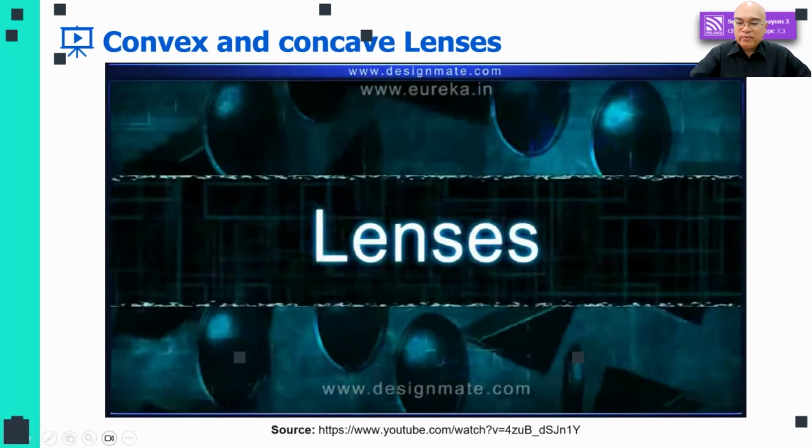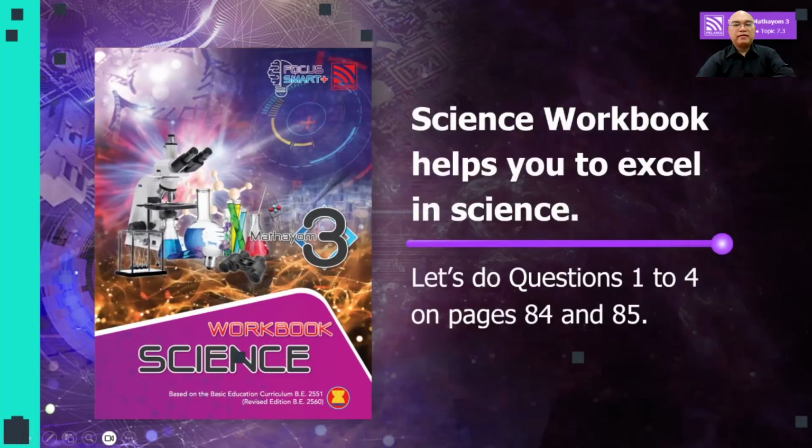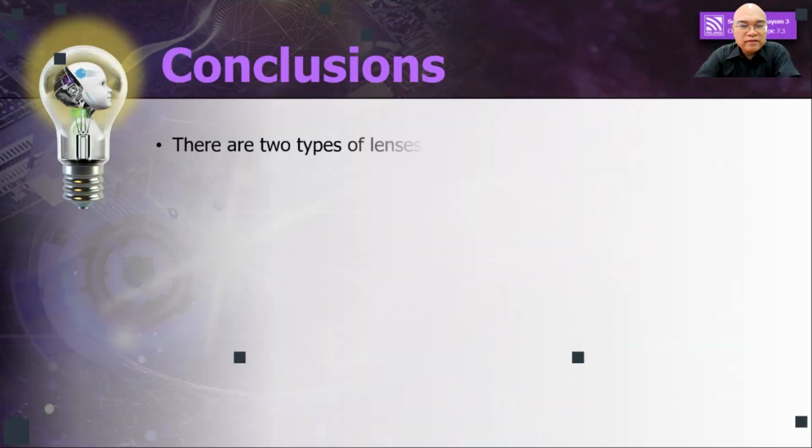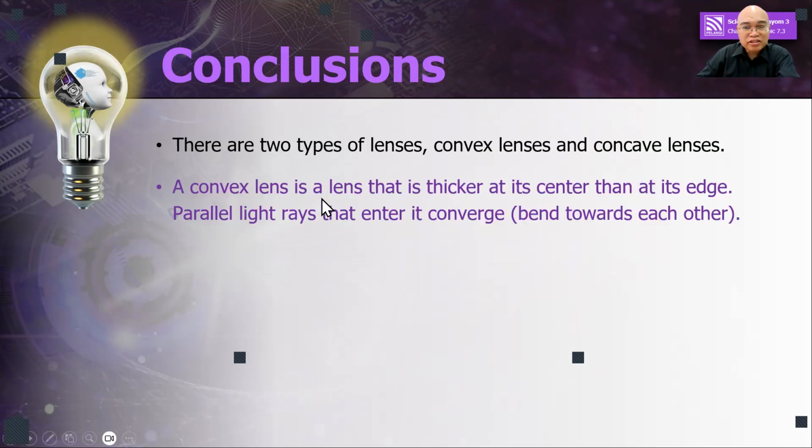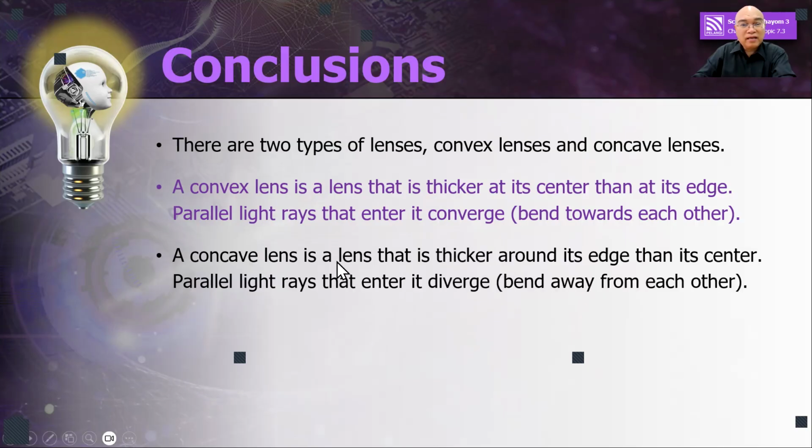All right, now that we have seen it, you don't need this workbook. So, conclusions right here. There are two types of lenses, convex lenses and concave lenses. A convex lens is a lens that is thicker at its center than at its edge. Parallel light rays that enter it converge, meaning bend towards each other. A concave lens is a lens that is thicker around its edge than its center. Parallel light rays that enter it diverge, meaning bend away from each other.